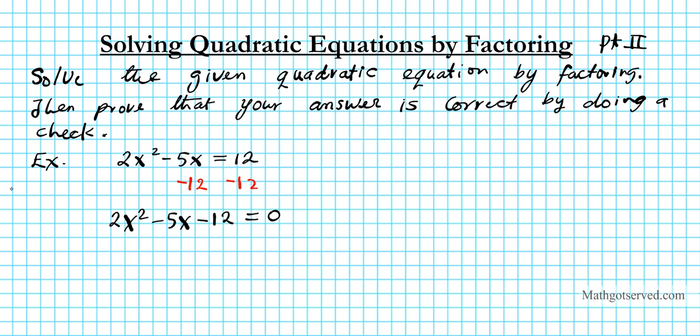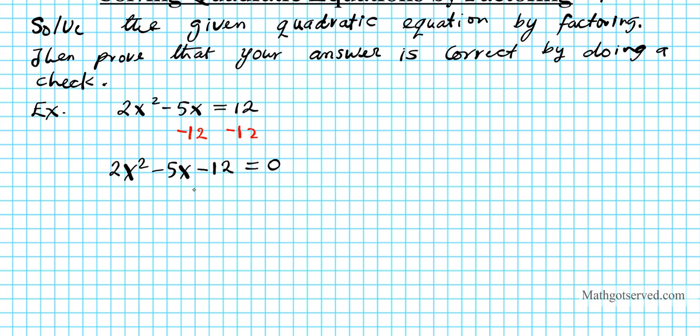Now before I proceed to determine how to factor this, let me see if there's any common factor in all three terms that I can extract. To accomplish that, I'll break everything down. Decompose it: 2 times x times x, minus 5 times x, and then 12 breaks into 2 times 2 times 3. Is there anything common in all three terms? No. So we're going to reassemble it back as it was: 2x squared minus 5x minus 12 equals 0.